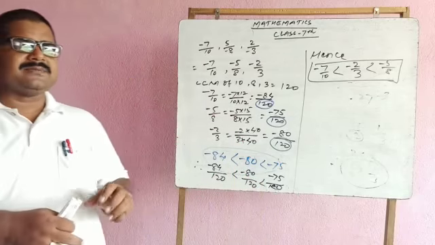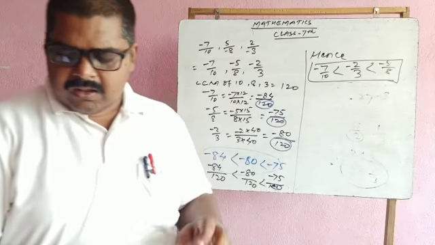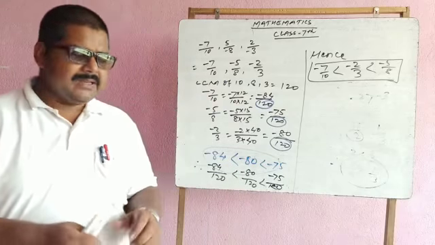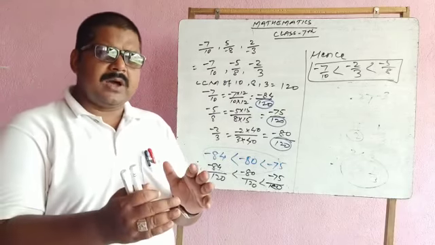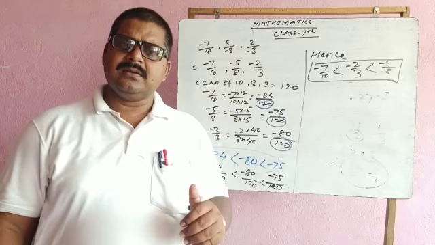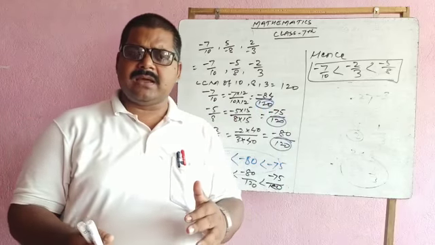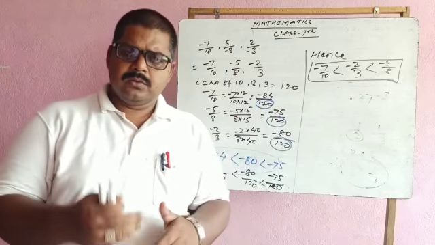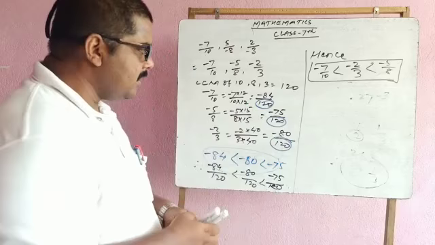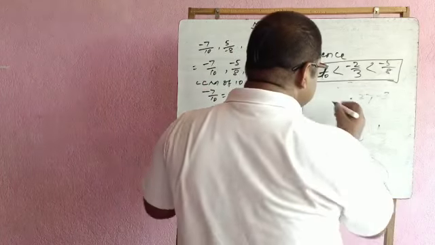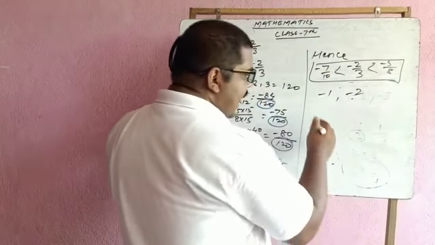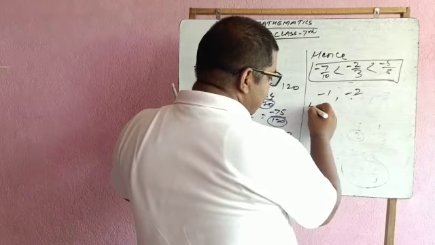Sometimes in the question it has been given to find out 5 rational numbers between minus 2 and minus 1. My dear students, for minus 2 and minus 1, you have to apply the same technique by making the denominators equal. Then you have to compare the numerators, and then find the desired rational numbers. For example, minus 1 and minus 2 have been given.